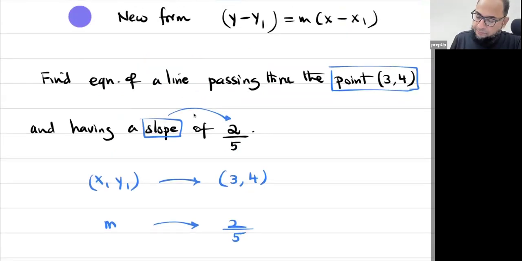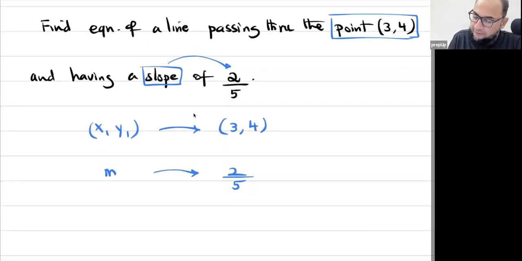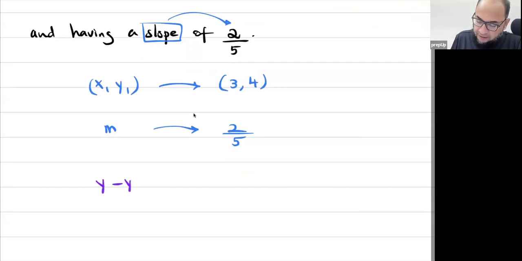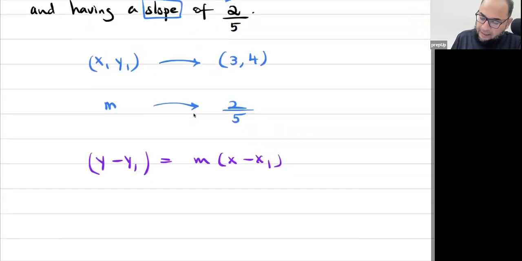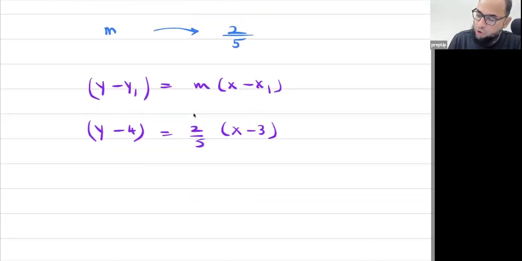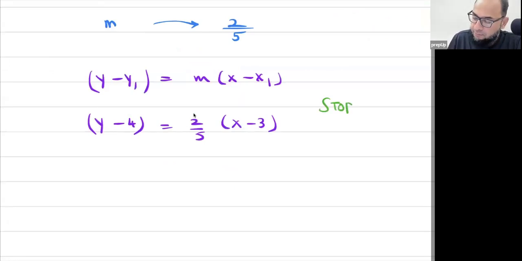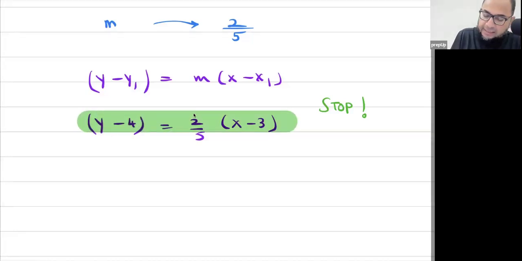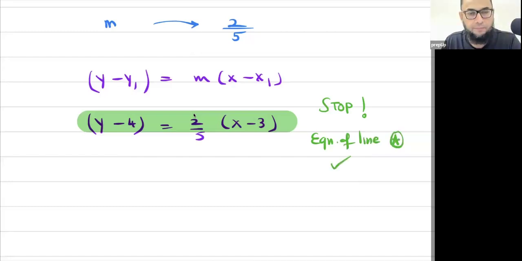Now if I do the working, y minus y1 is equal to m(x minus x1). Y minus 4 is equal to 2/5 times (x minus 3). Just stop over here. Yes, what you got over here, this is the equation of the line. It's perfectly done. It's all good. It's all clear. Now, if you want to expand it, that's another thing.